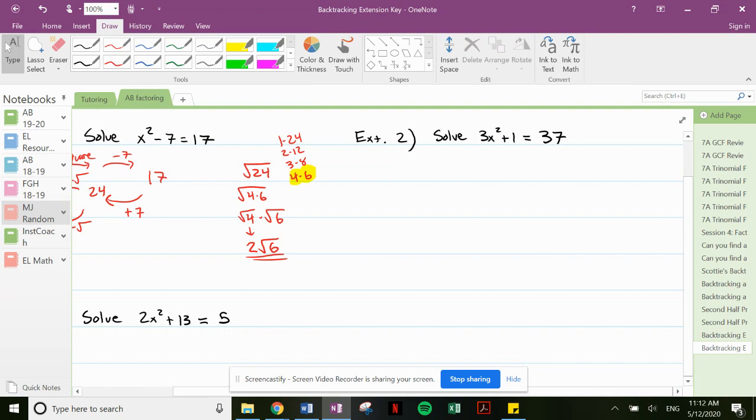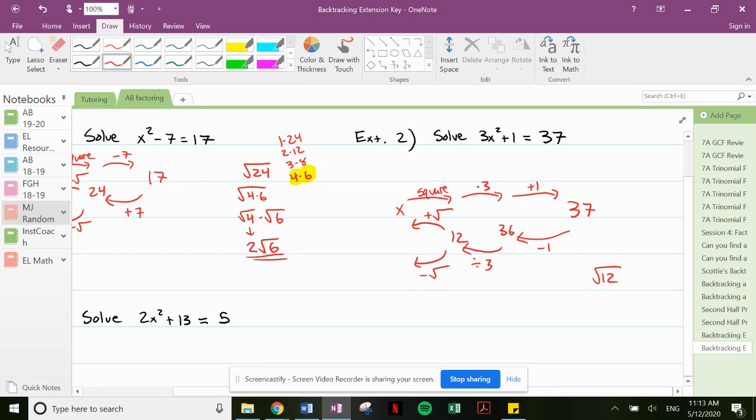3x squared plus 1 equals 37. So I start with x. We square it because of order of operations there, then multiply by 3, and then we add 1 and arrive at 37. Going backwards here, subtract 1 is 36. Divide by 3, we get 12. And now we have to take the positive square root and the negative square root of 12.